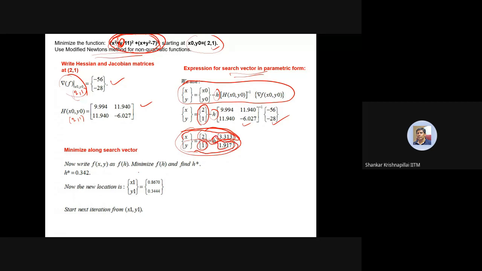And after a lot of simplification, you get the value of h where the minimum occurs as 0.342. That is, h star is 0.342. And if you substitute this h star here, you get the value of x1, y1 as 0.8670 and 0.3444. So it has not reached the minimum because for a non-quadratic function you have to do many iterations. Then you have to start the next iteration from 0.8670 and 0.3444. So this is the Newton's method.